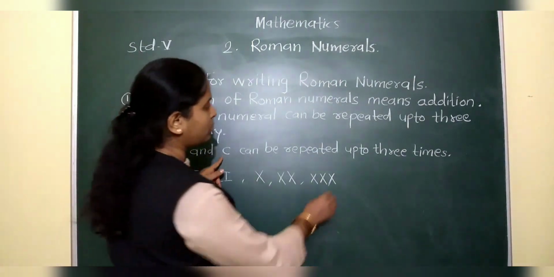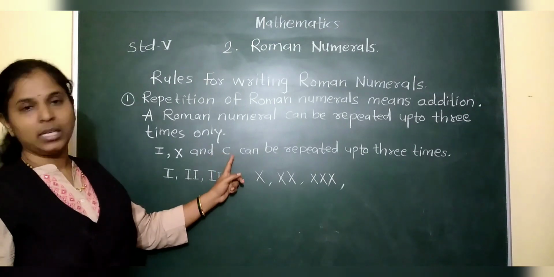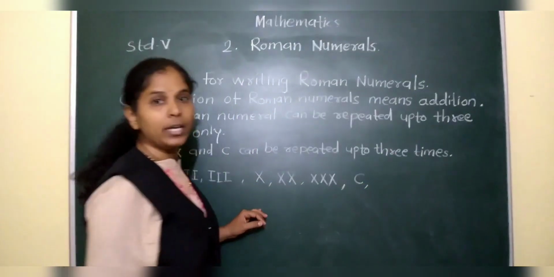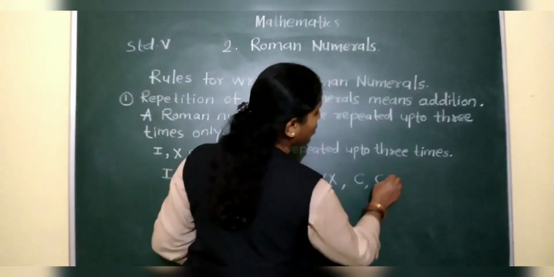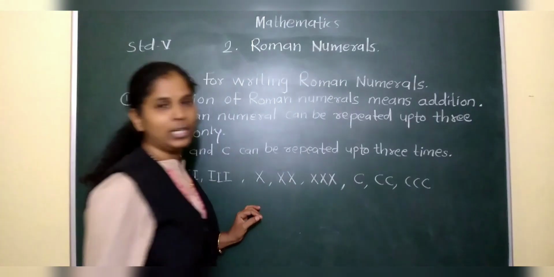Then C. Which symbols can we repeat? I, X and C, up to 3 times. So C means what? 100. 2 times C means 200. And 3 times C means 300.